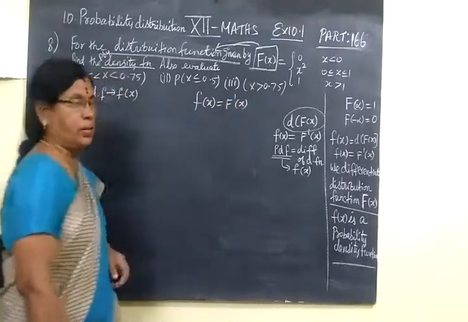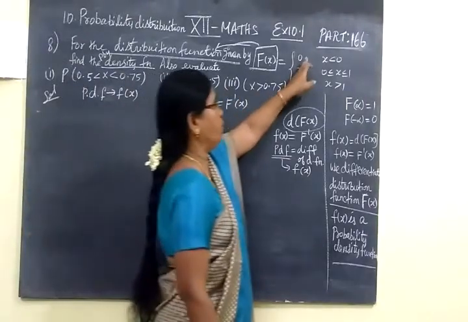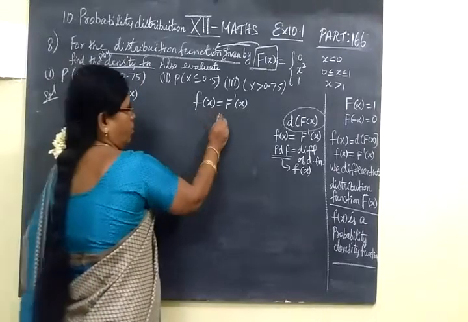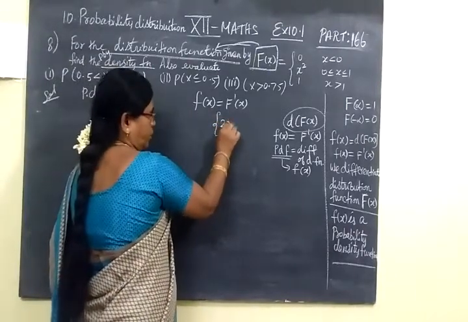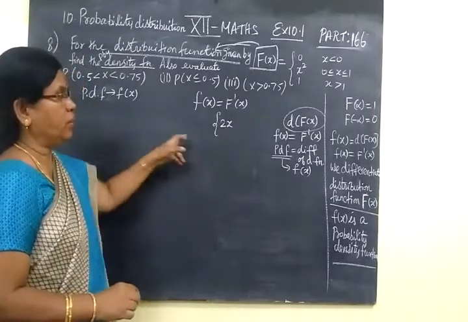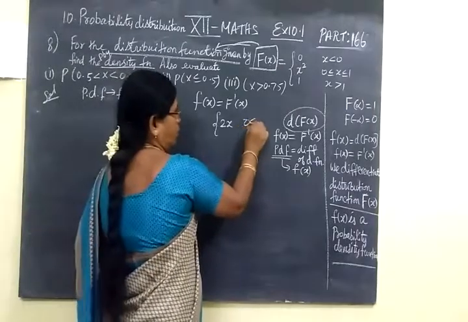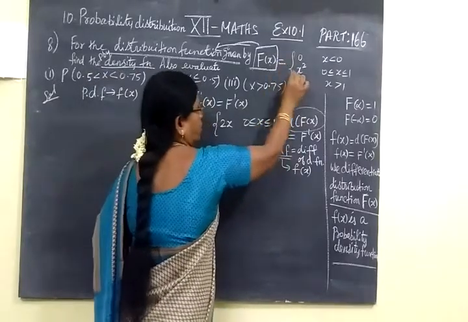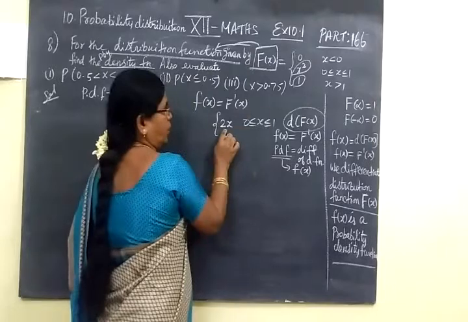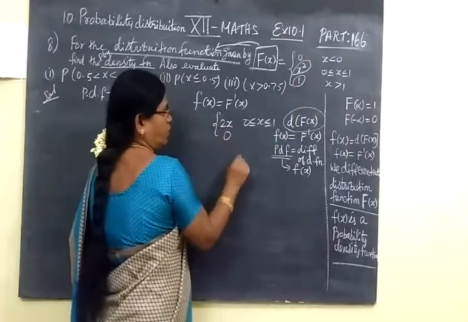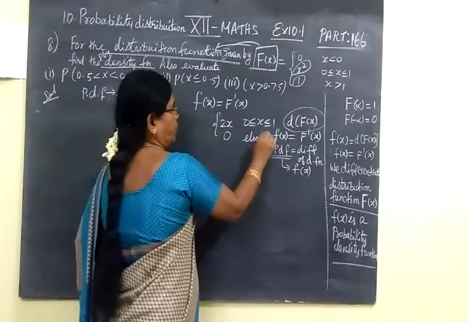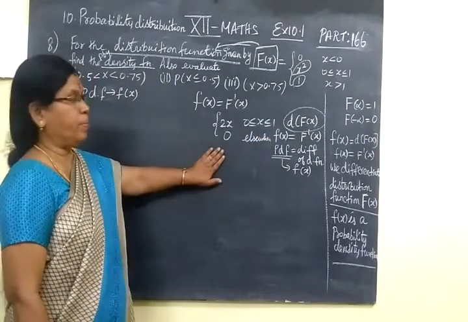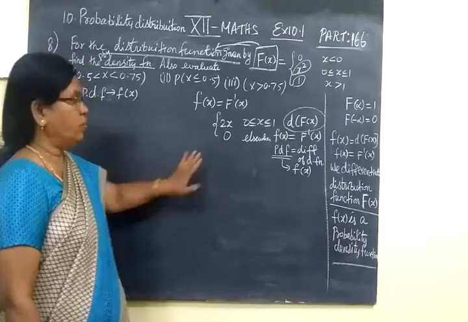F dash of x means we are differentiating these values. Zero differentiation, you can just leave it. Then x squared differentiation is 2x, for the limit 0 less than or equal to x less than or equal to 1. Then differentiation of 1 is 0. That means elsewhere. We are not considering this greater than 1. Probability is always at the maximum value 1, minimum value 0.